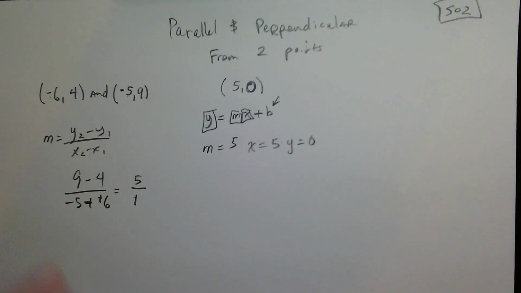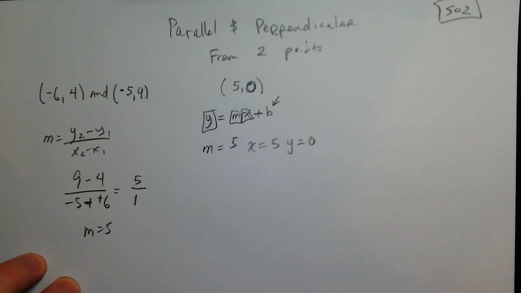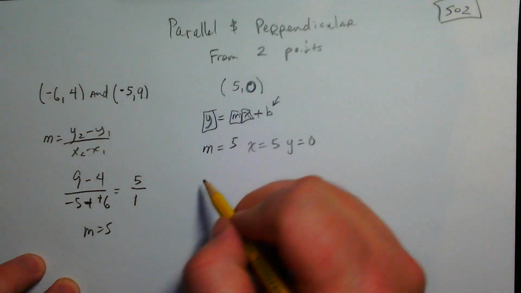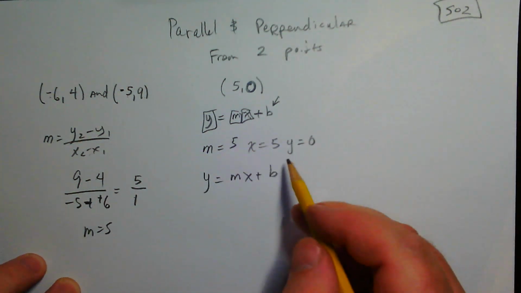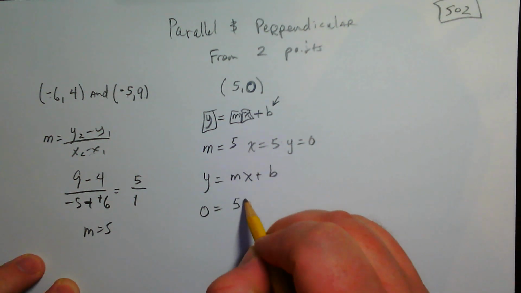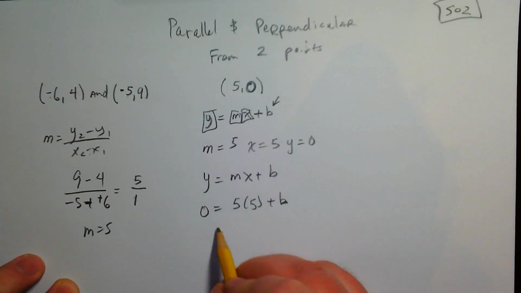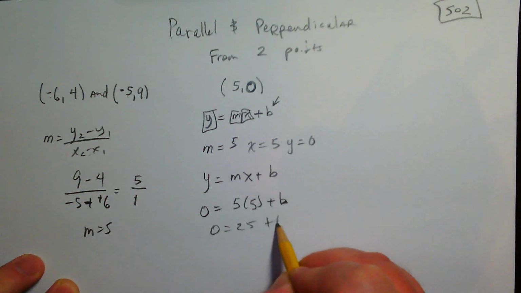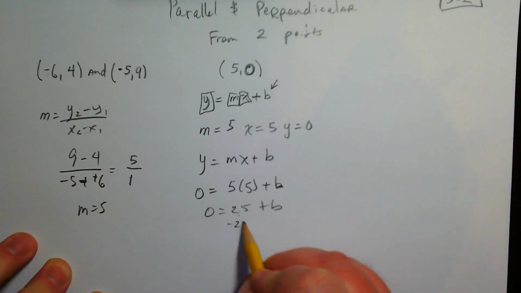It's parallel. This line right here that goes through these 2 points has a slope of 5. Our line that's parallel will also have the same slope of 5. So start off with the formula, y equals mx plus b, and then you just plug everything in, right? 0 is y, m is 5, x is 5, plus b, right? So 0 equals 25 plus b, so negative 25, right? Because 25 minus 25 is 0.